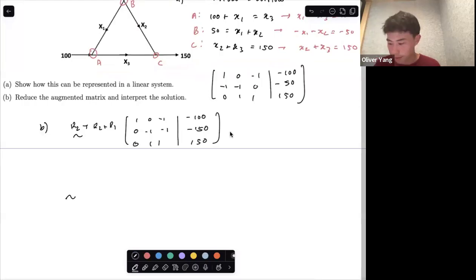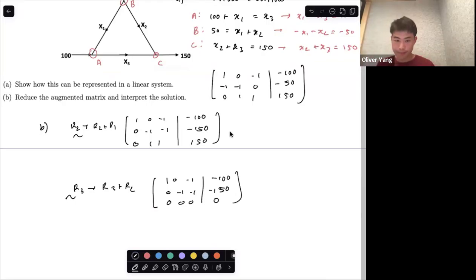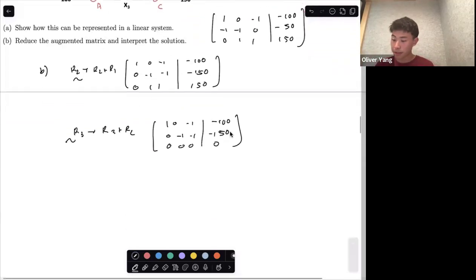Second thing could be row 3 equals row 3 plus row 2. And then so this becomes 1, 0, -1, -100. And yes, it becomes infinite solutions, right? So what could it be? So yeah, that would be the interpretation.